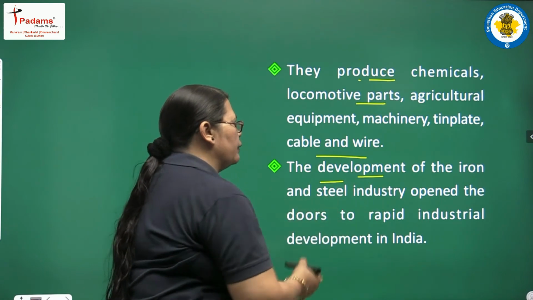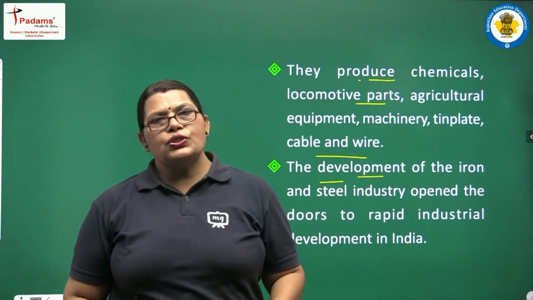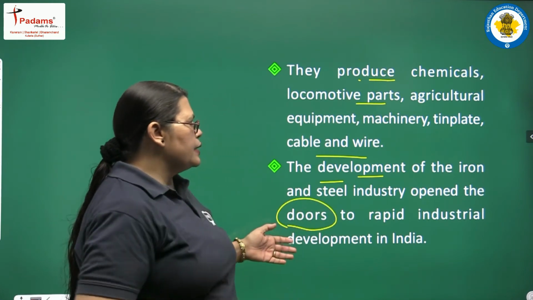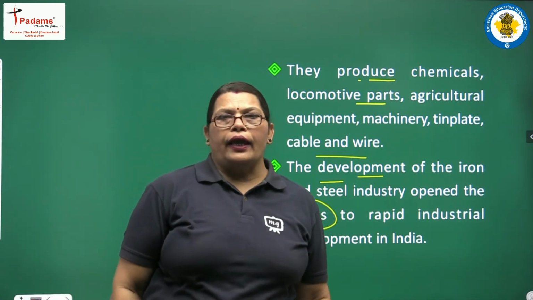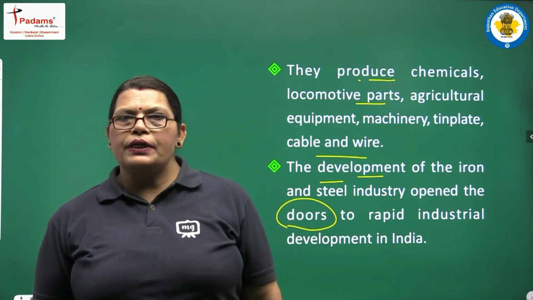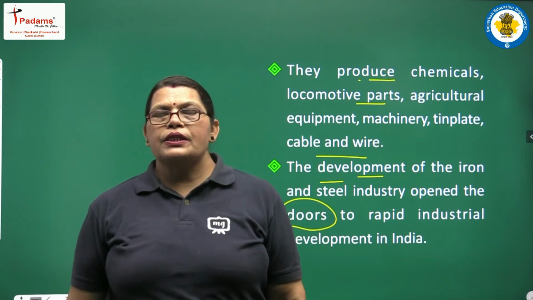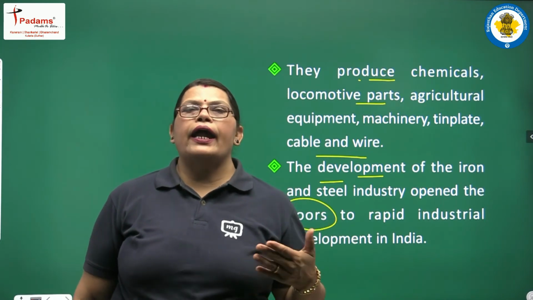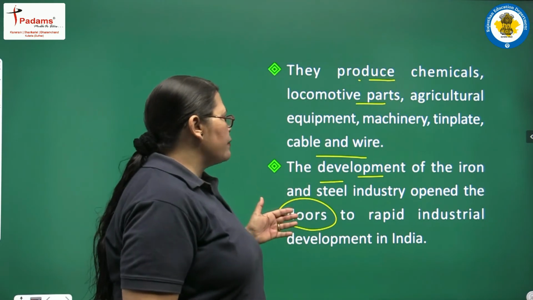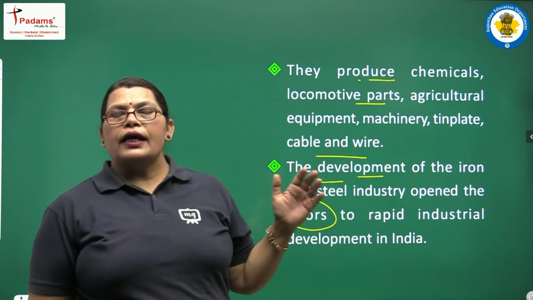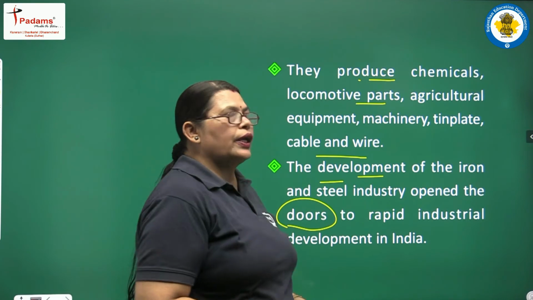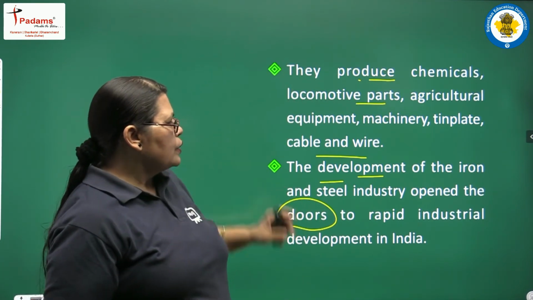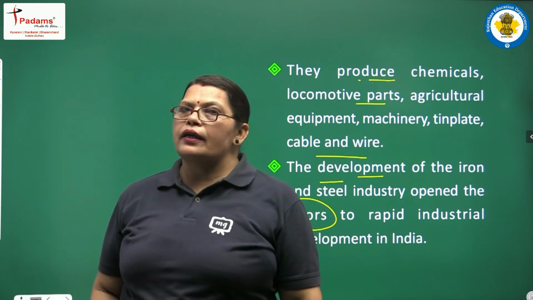When we are talking about the development of the iron and steel industry, this industry opened the doors to rapid industrial development in India. By the steps of Ratan Tata, industry, especially TISCO, was established in the year 1907, and after that the government took initiative and other industrial companies also developed, and we got many things from this. So industrial developments are there in India.